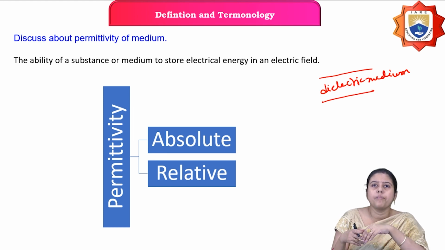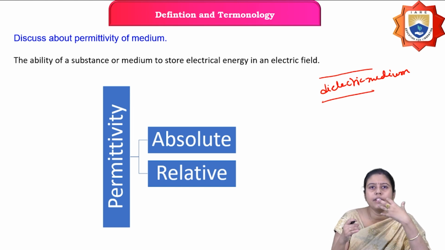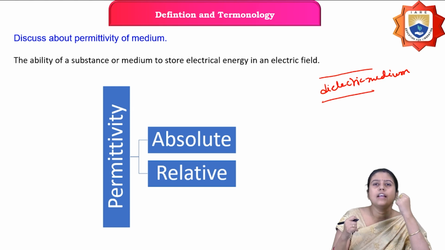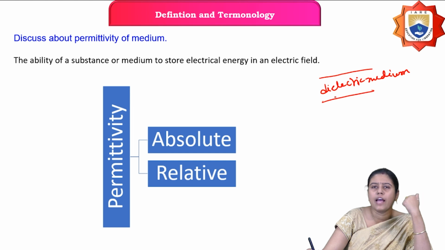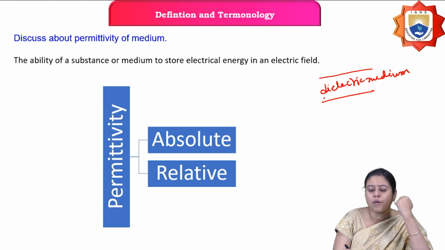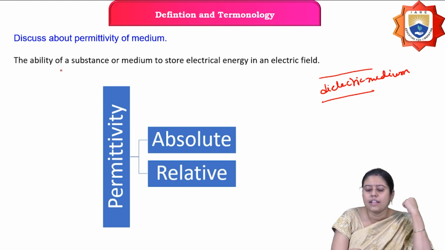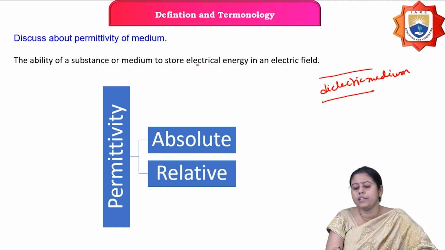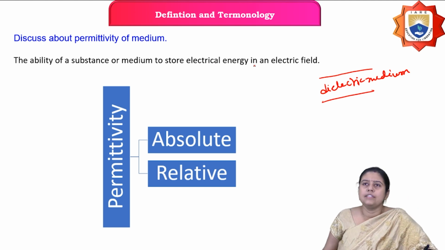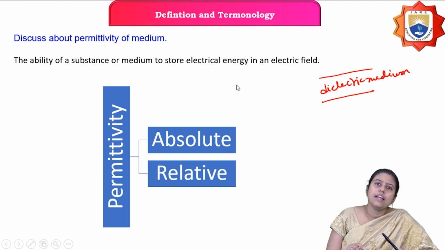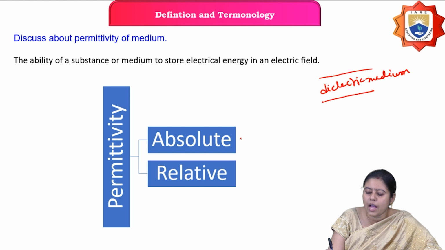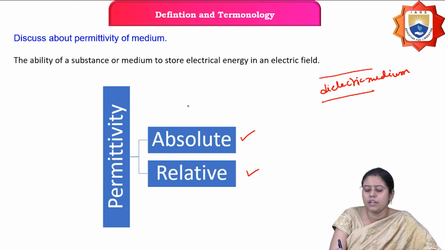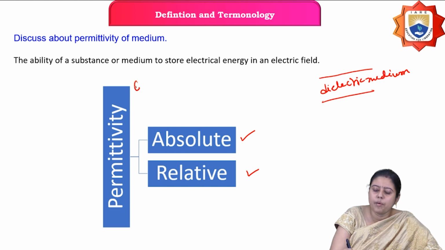The dielectric medium helps to store the energy. Now, how much energy will be stored? It depends on the property of the dielectric, and that property is the permittivity: the ability of a substance or a medium to store electrical energy in an electric field. It is basically of two types: one is the absolute permittivity, another one is the relative permittivity. Permittivity is written by epsilon.